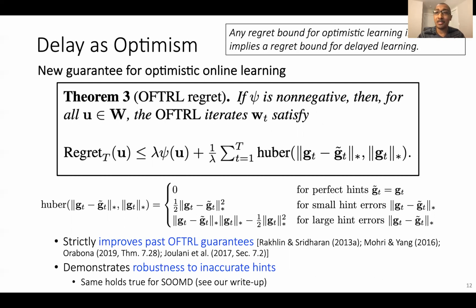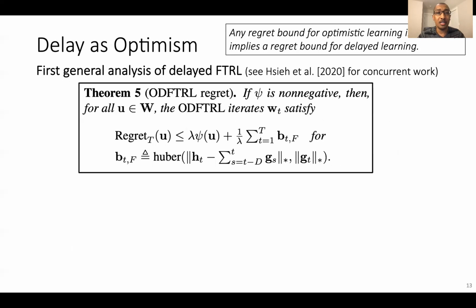So combining this theorem with our delay-as-optimism reduction, we immediately get the first general analysis of delayed follow the regularized leader. That's with or without optimism. But please see the concurrent work of Shea et al., which deals with delay but not optimism. Okay, so here's the result. It looks very much like the past result, but let's unpack it a bit.